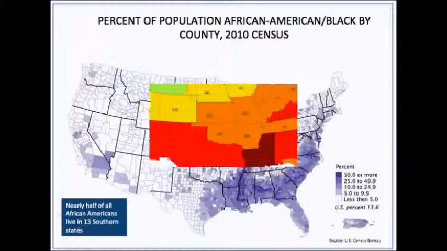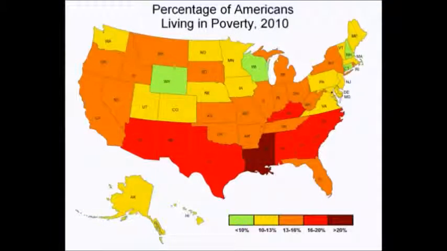The percentage of Americans living in poverty rose to 15.1% in 2010. This was defined as an income of less than $22,314 a year for a family of four. The southern states have a much higher poverty rate than other areas of the country. The highest poverty rates belong to Mississippi, Louisiana, and Washington, D.C.